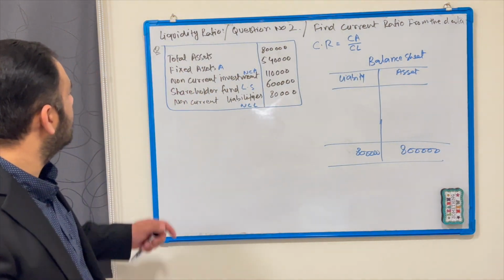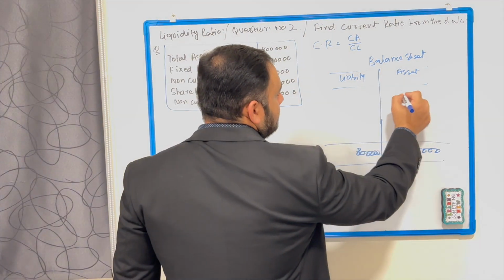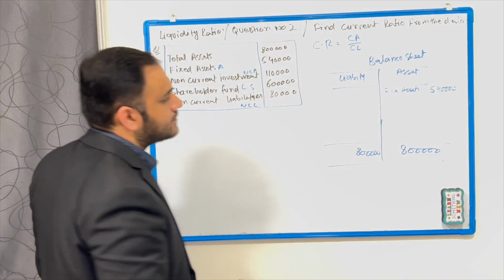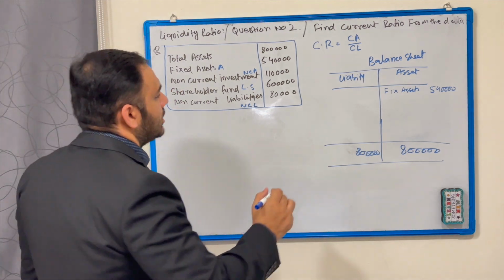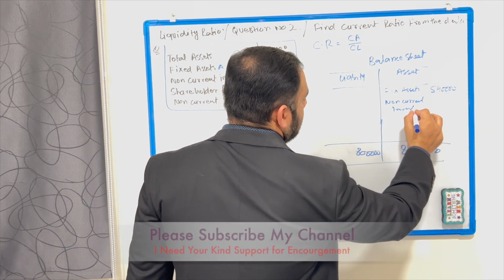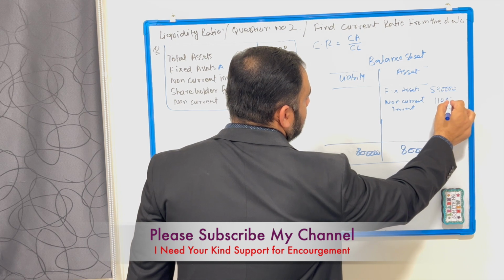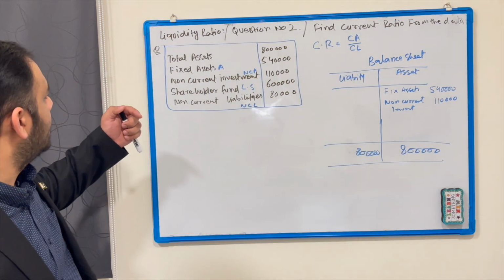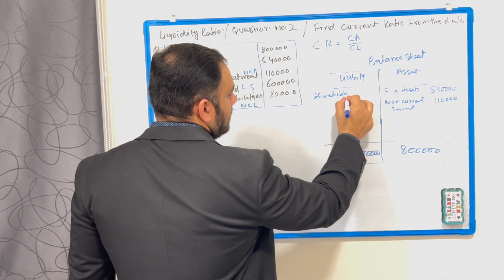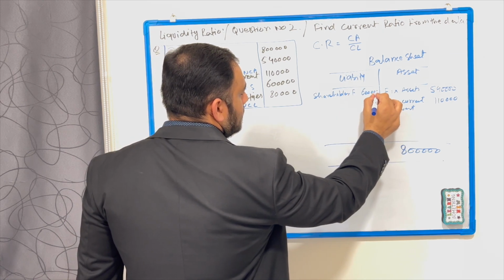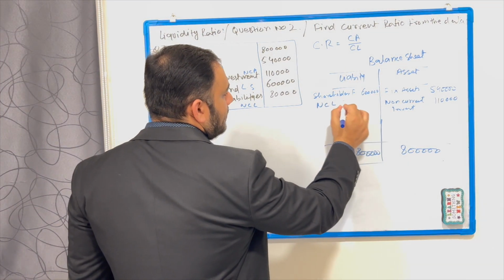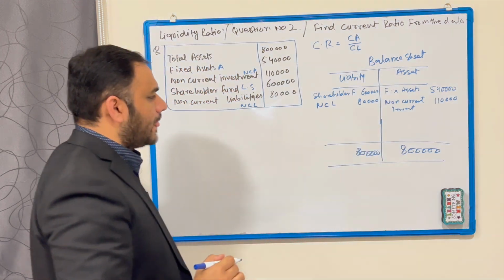Now we will see fixed assets 5 lakh 40,000. Non-current investment is your non-current assets. How much is non-current investment? 1,10,000. Then we have shareholder fund equals to 6 lakh. Then we have non-current liabilities 80,000, sorry. Okay, so let's see.